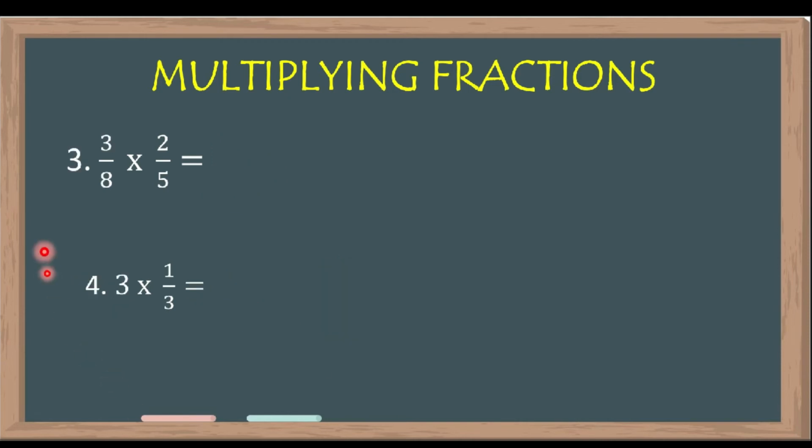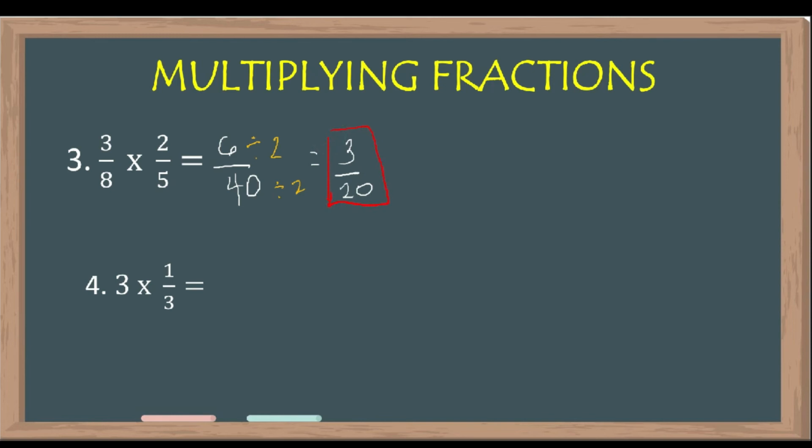Let's have number 3. We have 3 over 8 times 2/5. So, multiply the numerators. 3 times 2, that is 6. 8 times 5, that is 40. But, pwede nating i-simplify ito by dividing both numbers by 2. Okay? So, 6 divided by 2, that is 3. At 40 divided by 2, yan ay 20. Kaya ang sagot natin ay 3 over 20.